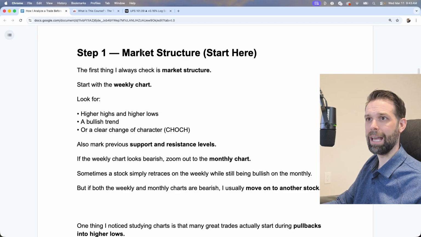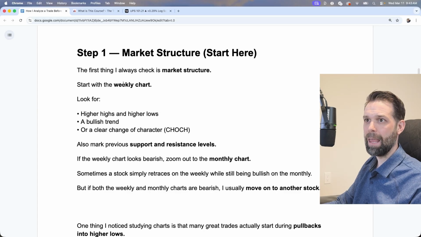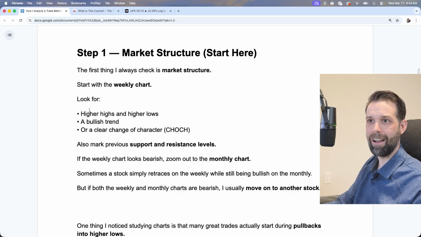So the first thing that I look at is market structure. This is really important to check first. We want to check the weekly chart and maybe the monthly chart. And what we want to identify is higher highs, higher lows. We want a bullish trend, or at least we want a clear change of character.